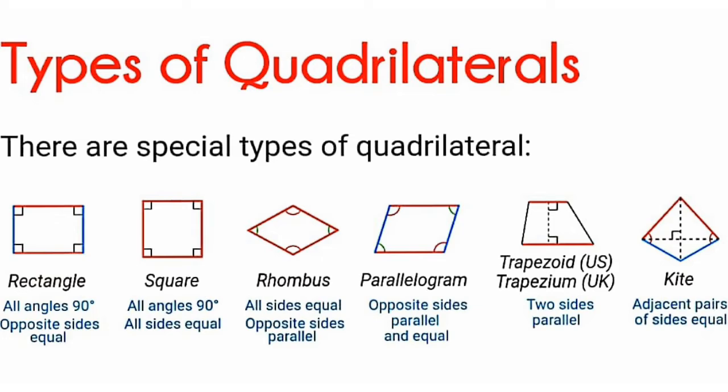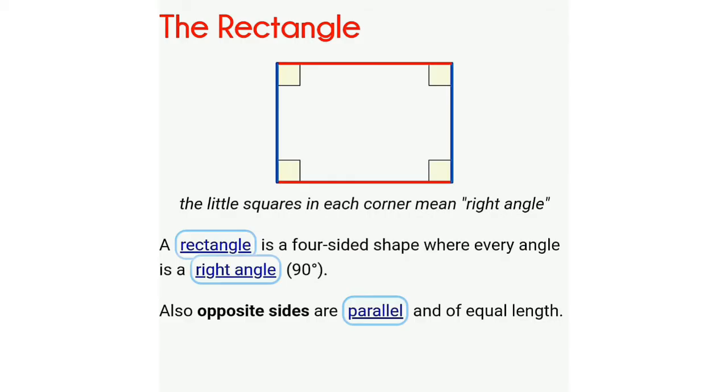So first is rectangle. So what is a rectangle? A shape having four sides and four angles. A rectangle is a four-sided shape where every angle is a right angle, meaning 90 degrees. All angles in a rectangle are 90 degrees. And in this shape we have two pairs of parallel sides. Also opposite sides are parallel and of equal length.